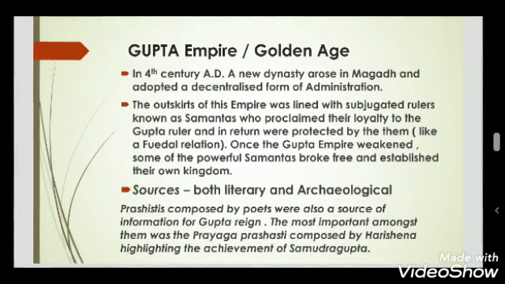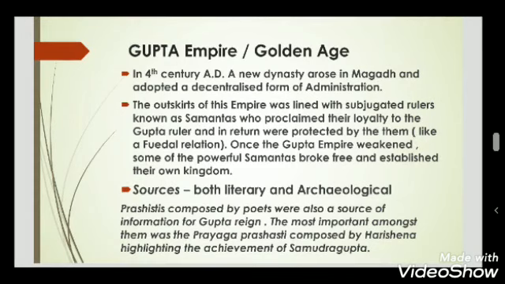So what happened when the Gupta period was on decline? Eventually, every empire has to come to its decline. It cannot remain forever. So when the Gupta empire declined, it is these powerful Samants who were able to overpower and take whatever was left of this empire.